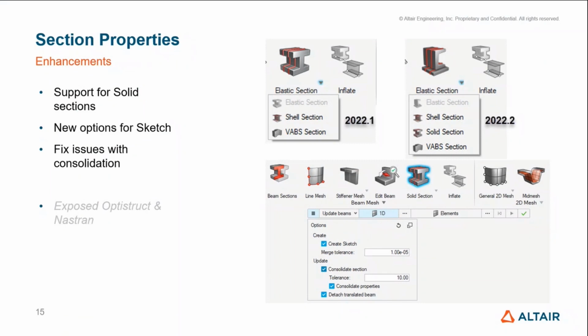From a context point of view, we've been releasing already some tools called section property, which aims to do beam update from intersection with the model. That one has been extended, so it was able to support elastic section and shell section. VAPS is a separate case only for OptiStruct. We did extend that one to support, first of all, the solid section, and I will go through the new option where now, along with the section creation, we can generate a sketch and assign that sketch. So we already fixed a few of the issues that were already reported on consolidation.